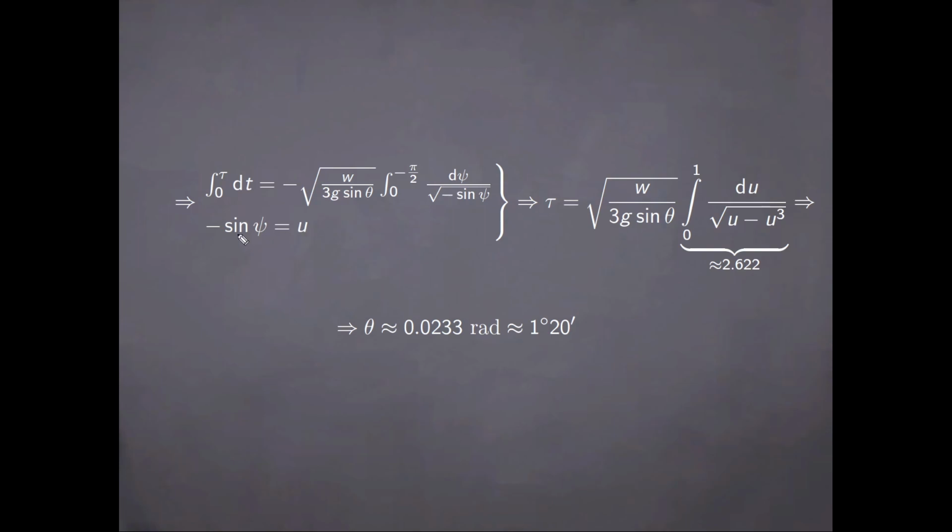And we can manipulate this further through this change of variables, and we get that the total time in which the door closes is given by this square root multiplying the integral here, which should be exactly the one that we stumbled over in the previous problem, so we can evaluate this in the same way. And knowing the time taken for the door to close, we can then just solve the equation for the angle, and we should find that it has a very small value, which is approximately 1 degree and 20 arc minutes.